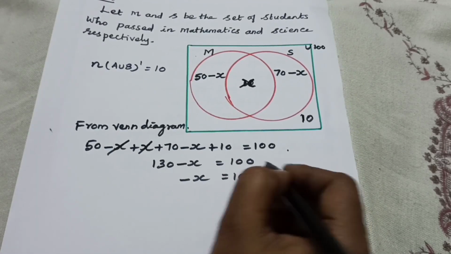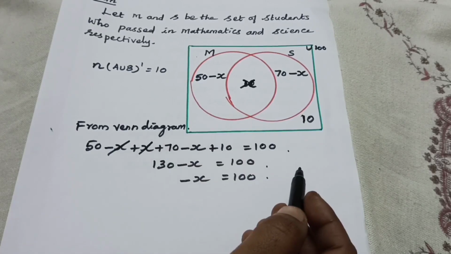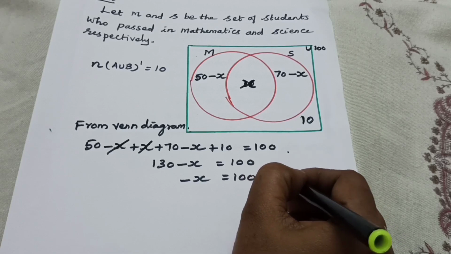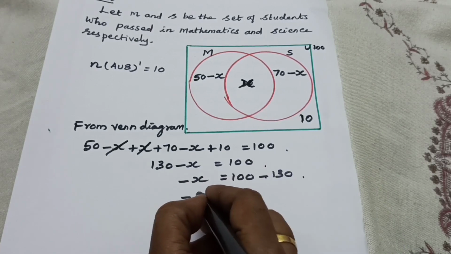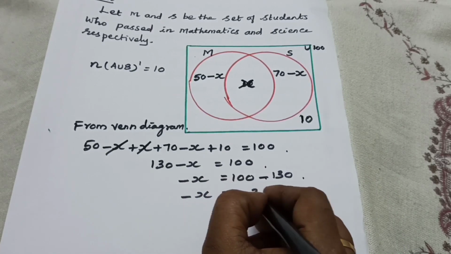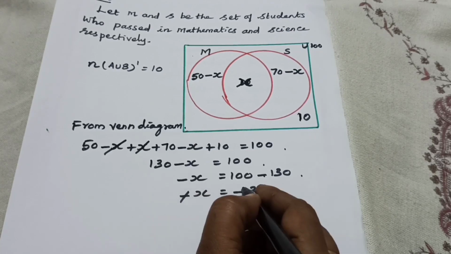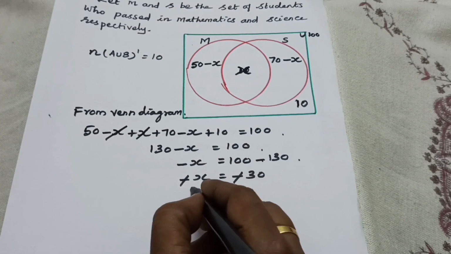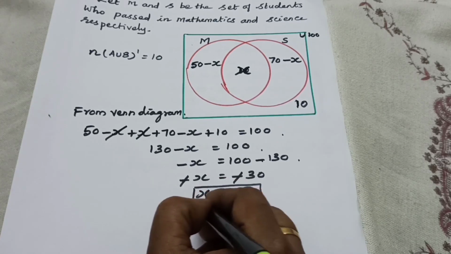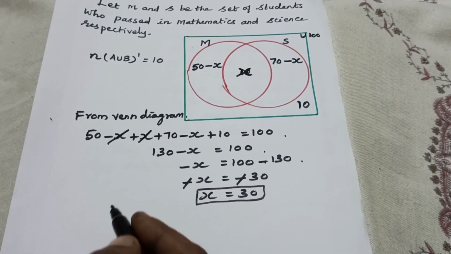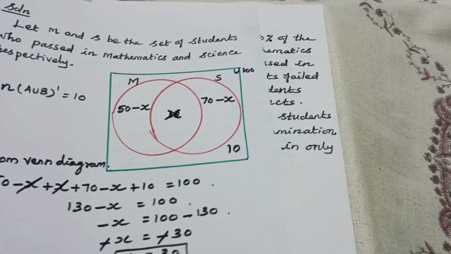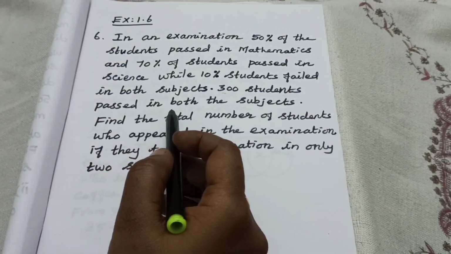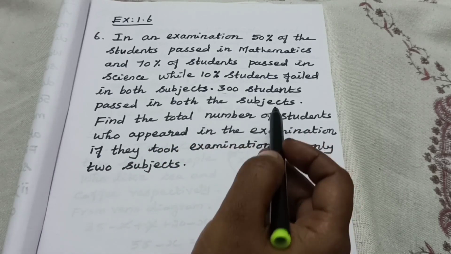Okay, therefore minus x is equal to 100, and this 130 we have to bring to the right hand side. Then the sign will change, minus 130. Therefore minus x is equal to minus 30. This minus minus we can cancel, therefore x is equal to 30. We got the answer x equal to 30. Okay, but what is given in our question? 300 students passed in both the subjects.